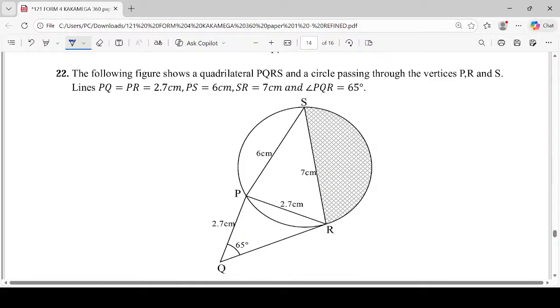We are now going to the most interesting bit of angle properties. Let's look at the question.